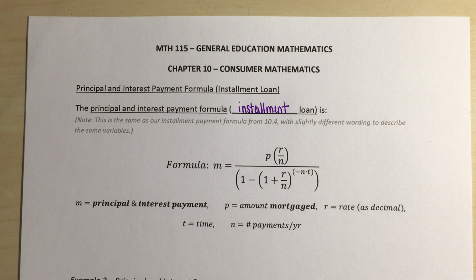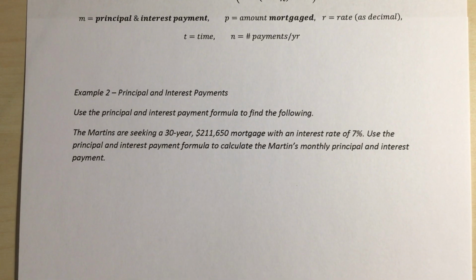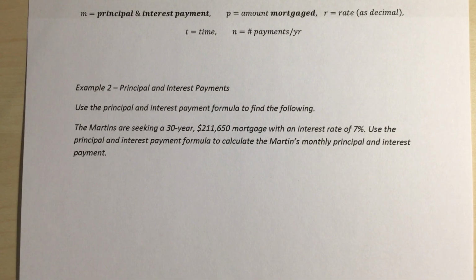So the only difference is that M, instead of just standing for a general monthly payment, is going to be our principal and interest payment. And P is still our principal, but in this case it's going to be the amount that's mortgaged. All right, so in this example, use the principal and interest payment formula to find the following.